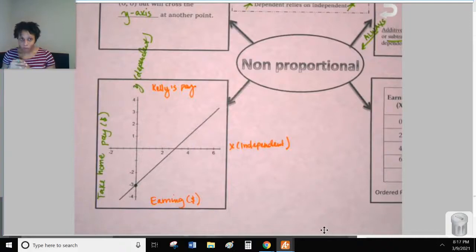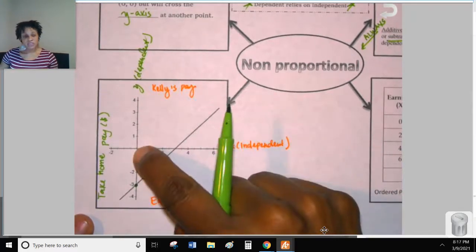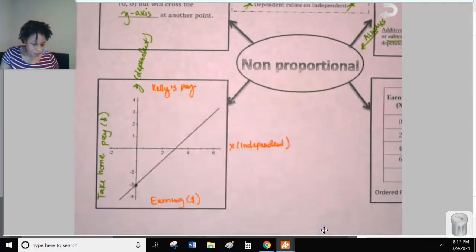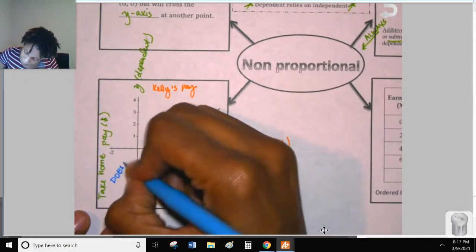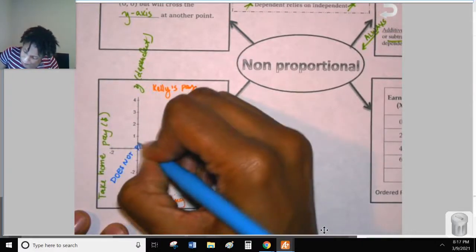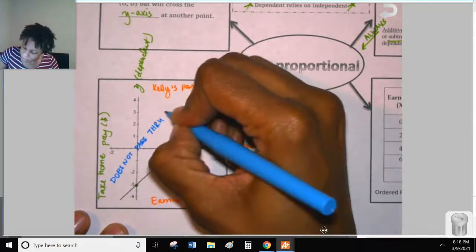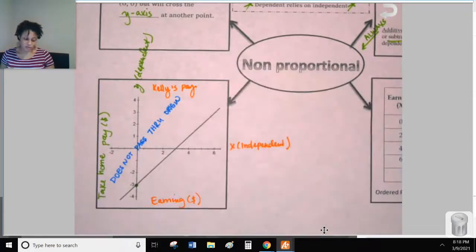So the non-proportional table and the non-proportional graph look totally different from proportional. It's still going to be a straight line, but it's not going to pass through the origin here. It's going to pass somewhere else on the y-axis. So we're going to make a big note here that says non-proportional does not pass through the origin.